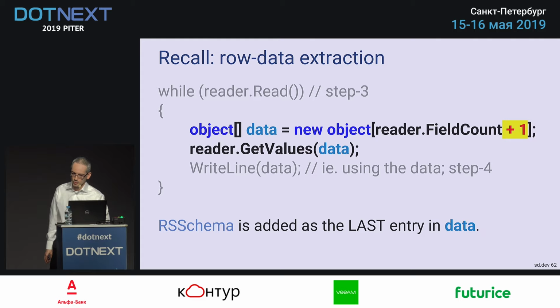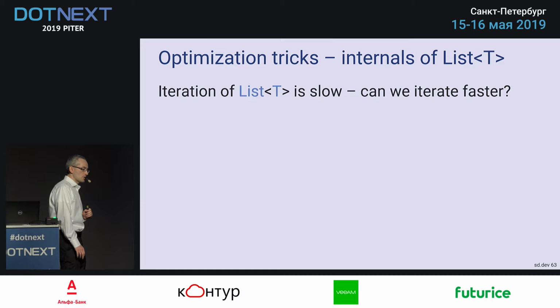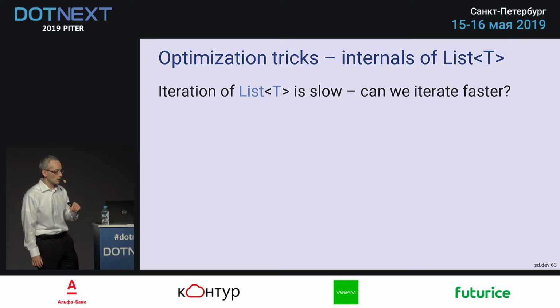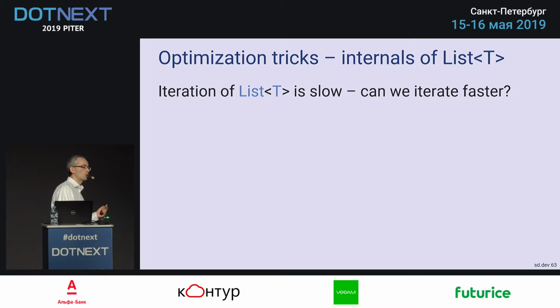So another optimization trick that I thought you might find interesting is a case where I was trying to optimize the iteration performance of iterating over a list of T. In my particular use case, I thought that the default way of iterating a List<T> available in .NET was too slow, and I was looking for ways to optimize it somehow.